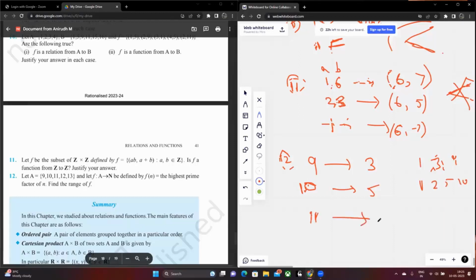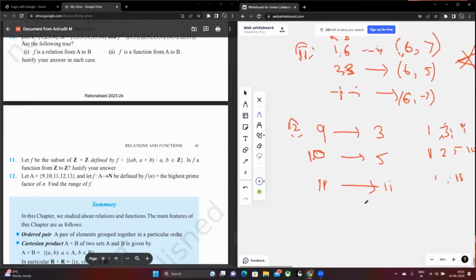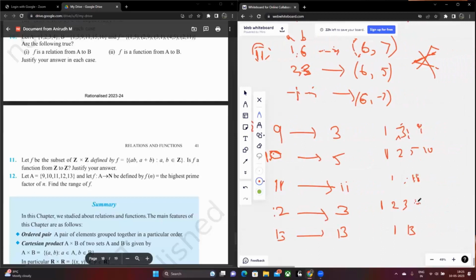11 maps to 11, because 11's factors are 1 and 11 only. There are no other factors. Again, 13 maps to 13 because 13 is prime. There are only 1 and 13 as factors. And 12 maps to 3 because the factors of 12 are 1, 2, 3, 4, 6 and 12. You only have these factors, and 3 is the highest prime number.